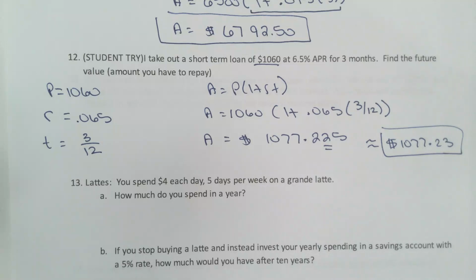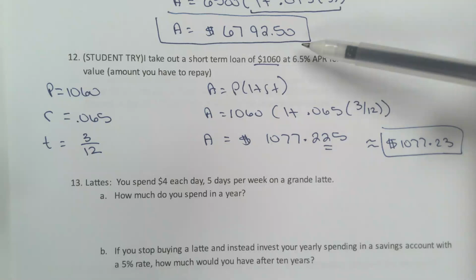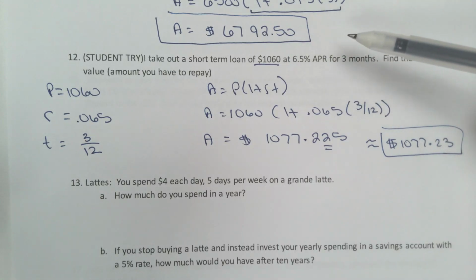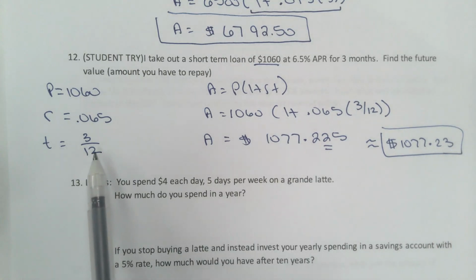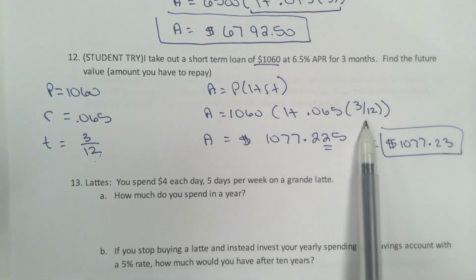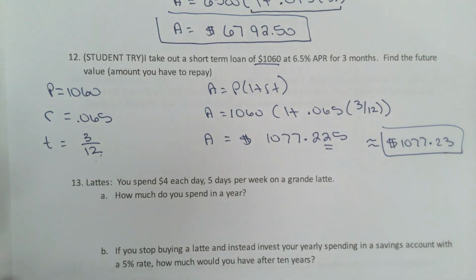All right, so when they tried that one, I'm going to take out a short-term loan. 1060 is my principal, 6.5% is my rate. Your time is only 3 months. So on that one, since it was only in months, you have to make sure that you write that in terms of a year. So that needed to be written as 3/12. If you just put a 3, then you got a wrong answer on that one.